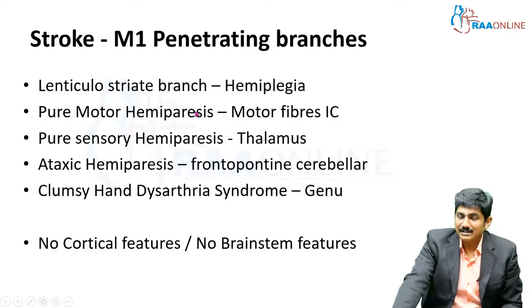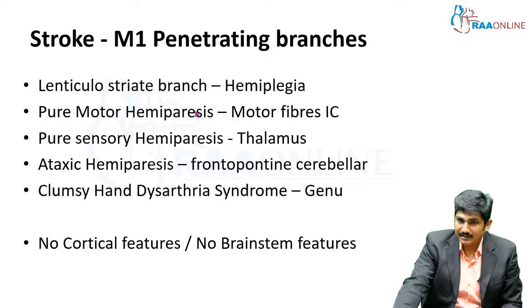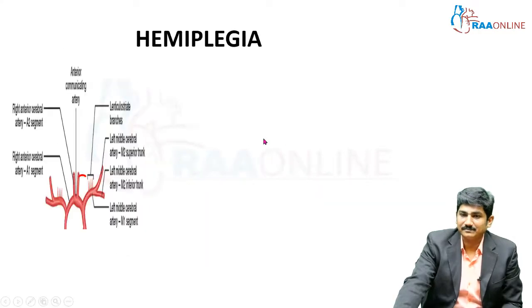And the biggest clue you have to have in mind is, if the cortex is affected, cortical sensations will be absent at that particular segment. If the cortex is not affected, if the effect is only at the level of the internal capsule or brainstem or corona radiata, cortical features will be present. So no cortical features, no brainstem features, because these are supplied at the level of the internal capsule itself.